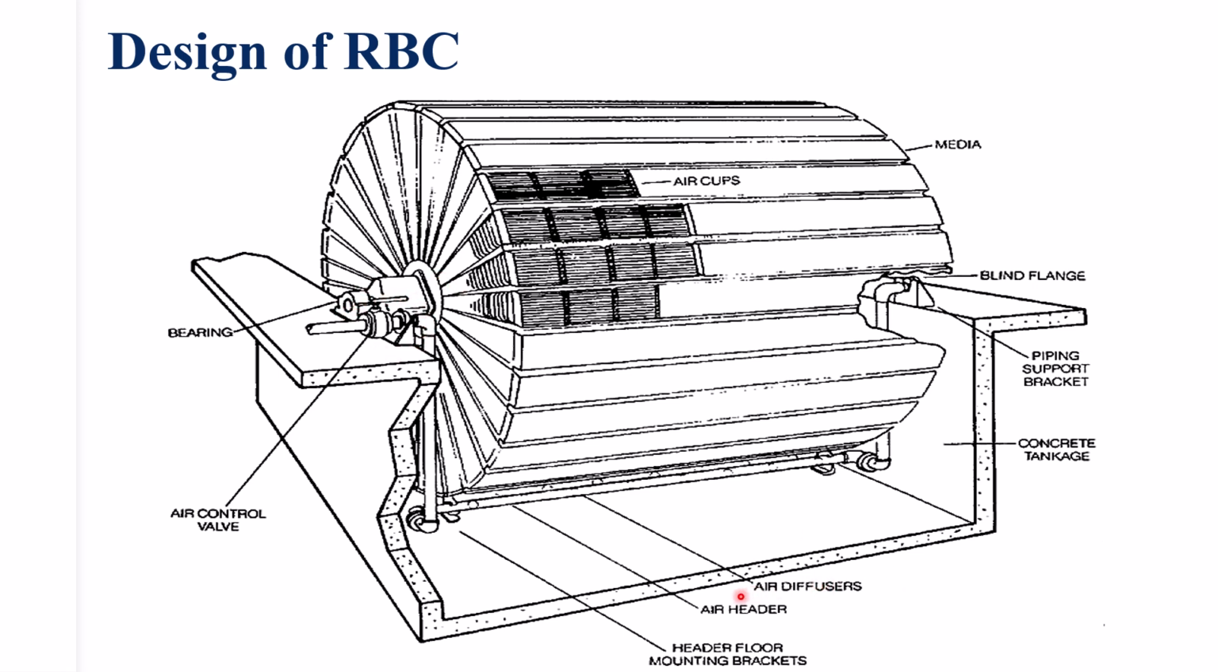At the bottom we can see the air diffuser and air header, which supply oxygen into the tank, further enhancing the microbial treatment. Everything is securely fixed using the header floor mounting bracket, which ensures the system runs reliably and efficiently. This setup allows the RBC to operate continuously and treat wastewater biologically in a cost effective and low maintenance way.